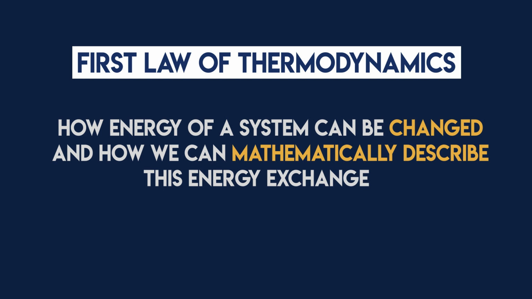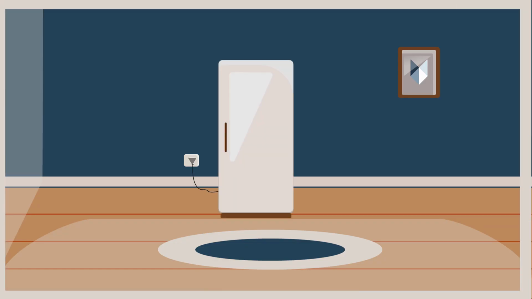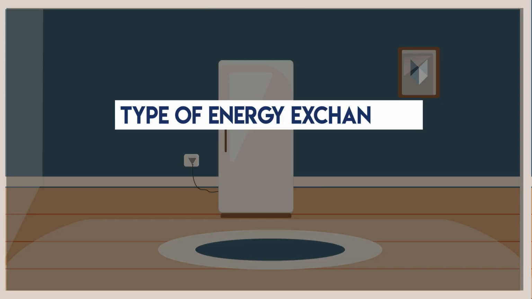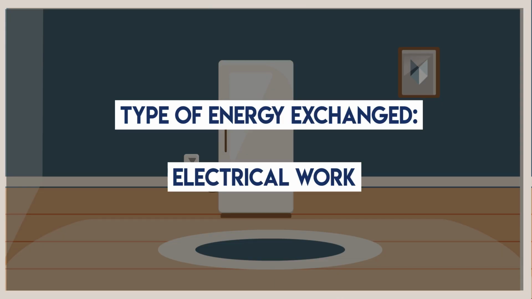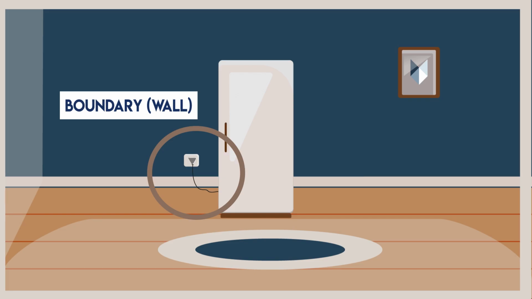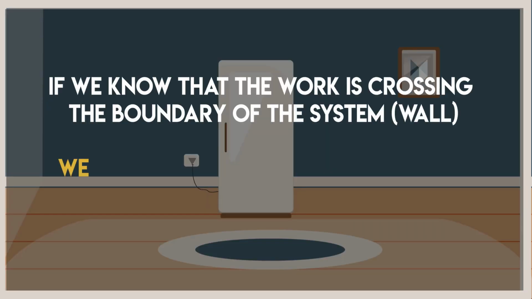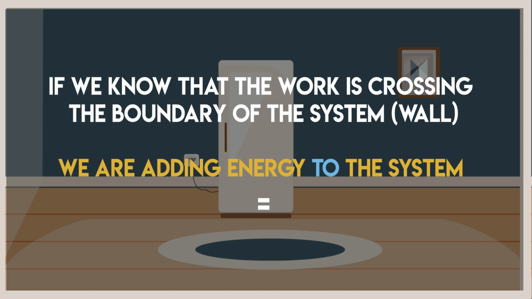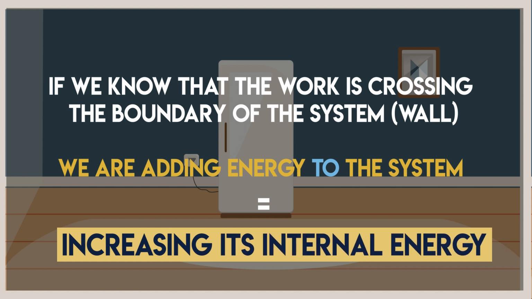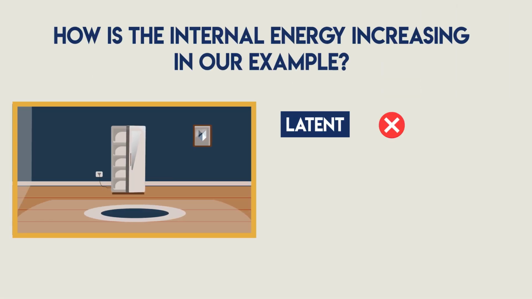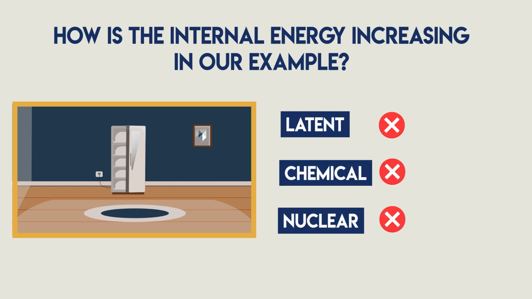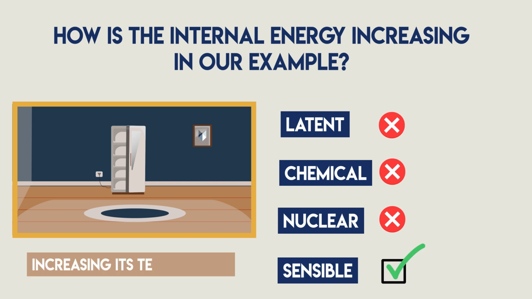Now going back to our problem, we can identify that the room is perfectly insulated. So the type of energy exchange between the system and the surrounding is work exchanged due to the electrical work crossing the boundary of the system. If we know that the work is crossing the boundary, we're adding energy to the system. And if we're adding energy to the system that is stationary, we're increasing its internal energy. As we see, the air in the room is not changing its phase, neither is it undergoing any chemical or nuclear reaction. The refrigerator is a device that does not in any way store this energy once it reaches a steady state. So the only way we can add energy to the room is by increasing its temperature.